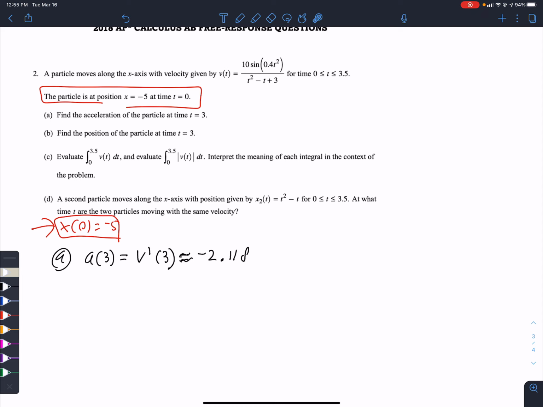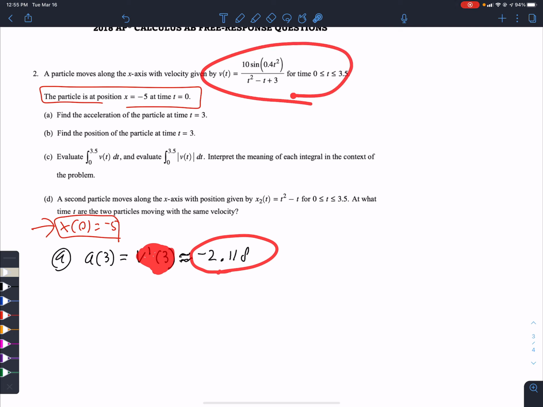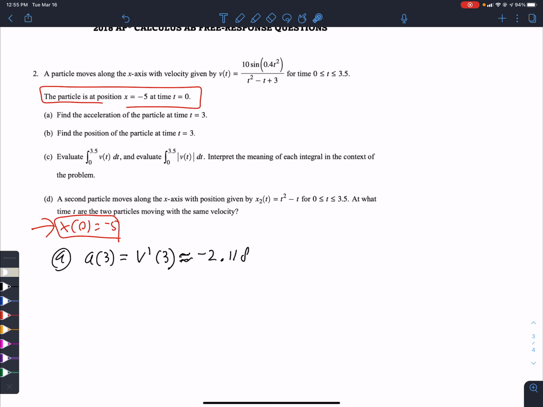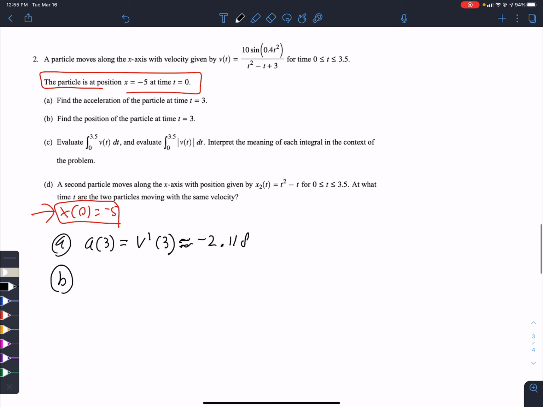But again, if you don't have this, you will not get full credit because you did not tell the grader how you found acceleration. There's nothing here about acceleration. You need to tell the grader, I took the derivative of the velocity. Very important. Part B. Find the position of the particle at t equal 3.